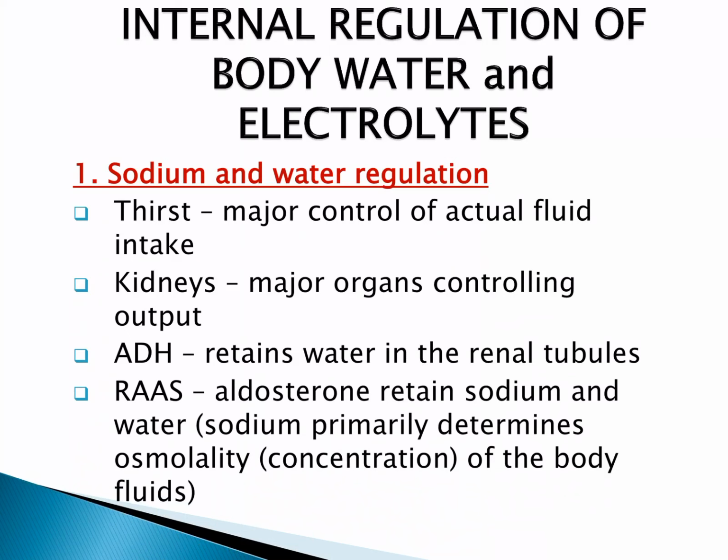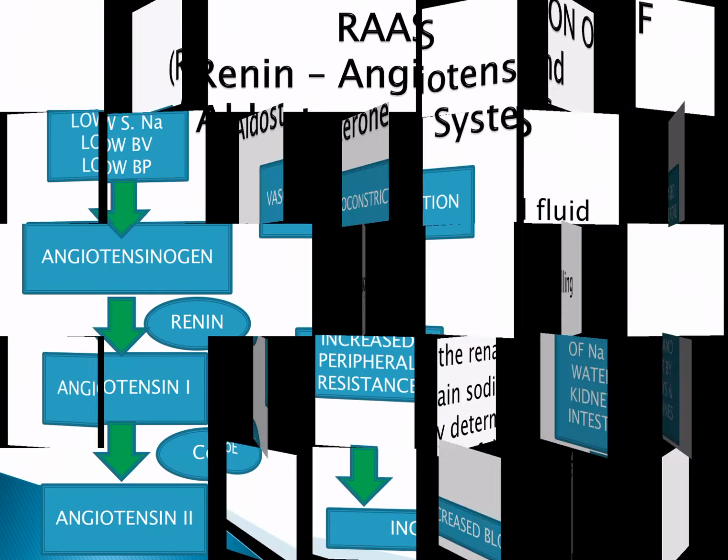We also have your RAAS, the renin-angiotensin-aldosterone system. We'll be discussing that concept after this slide. So the aldosterone retains sodium and water. Sodium primarily determines the osmolality. When we say osmolality, it's the concentration of the body fluids.